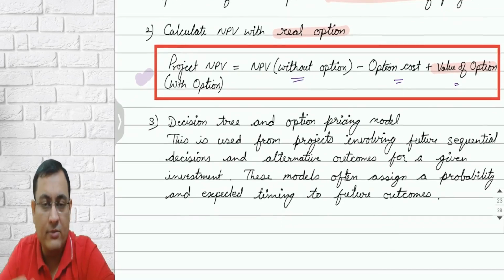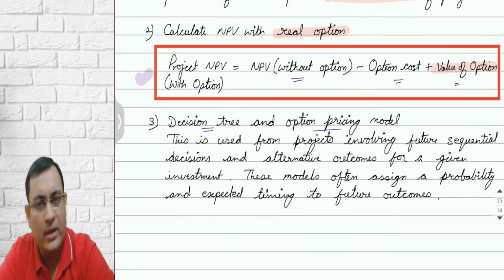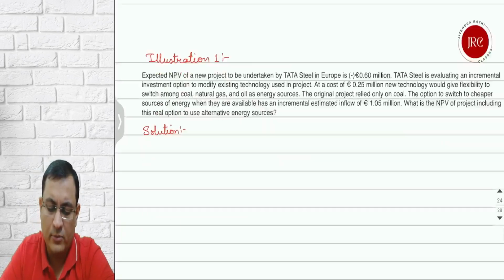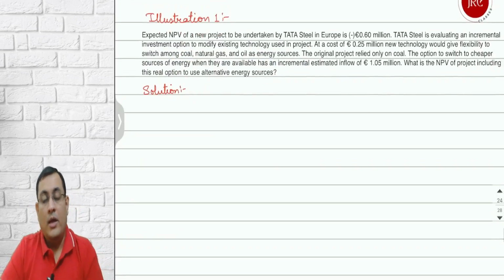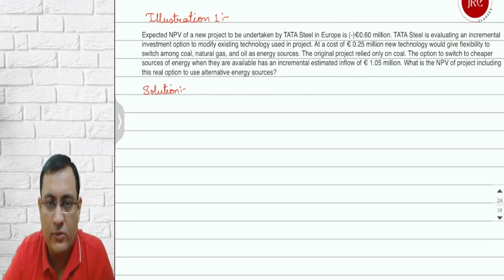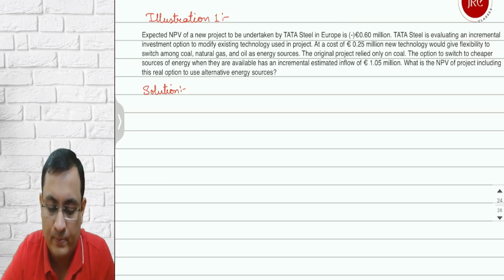For calculating the value of the option and option cost, we may consider a decision tree or an option pricing model like the binomial distribution method. So let's go for some numerical calculation, and this type of question we may get in our exam. I have created 4 illustrations of different types. Let's solve these 4 illustrations.